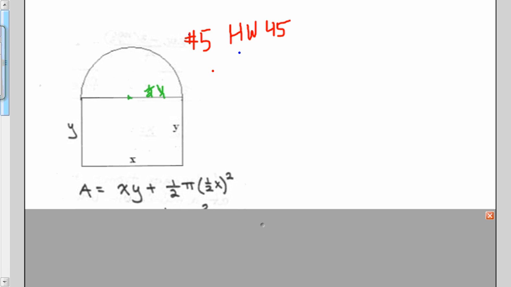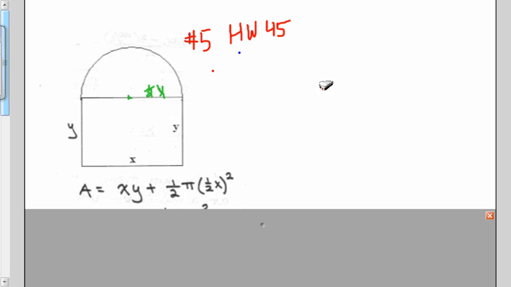This is calculus homework number 45, problem number 5. The question says a Norman window is constructed by joining a semicircle to the top of an ordinary rectangular window. There's the picture. Find the dimensions of a Norman window of maximum area if the total perimeter is 16 feet. So we know the perimeter is going to be 3 sides of the rectangle.